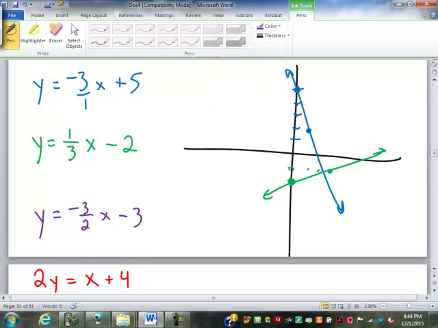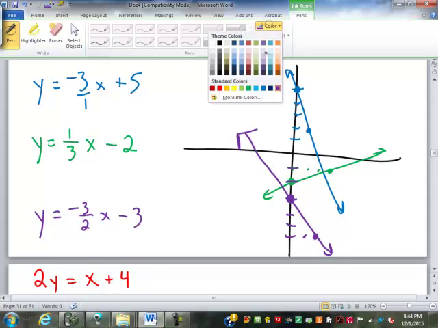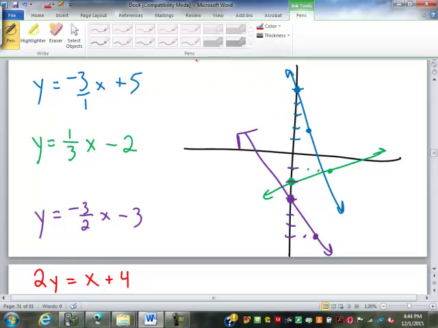Purple one, where do we start? Negative 3 right there. And from there we go down 3 over 2, because we got negative 3 halves. The red one, did anybody catch the issue there? There's 2y. We're used to just y. In order to use our shortcut to graph, it has to be y equals. It can't be 2y equals. So this one is going to require some changes.